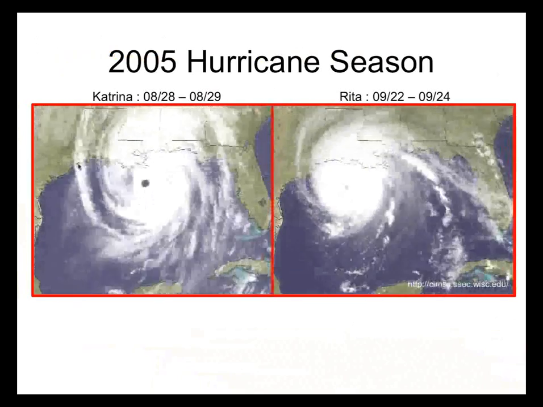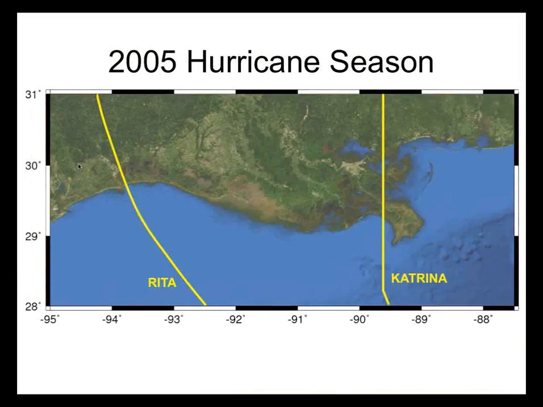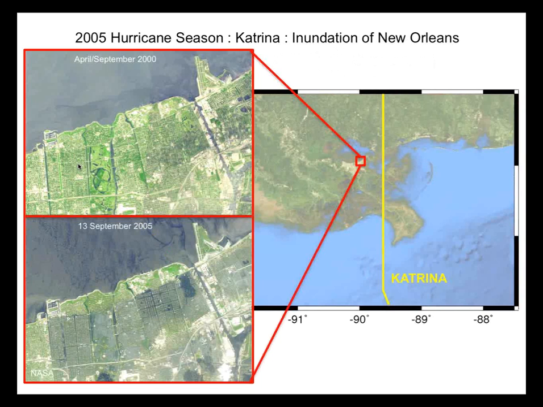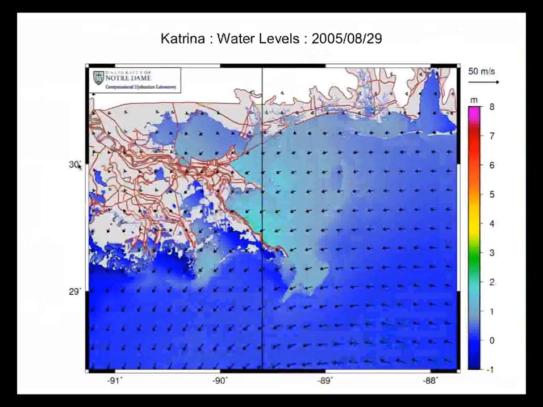It was a very strong storm, a tremendously wide storm, had a huge surge behind it. Did a lot of damage in the city of New Orleans. This is Rita. I won't talk about that.